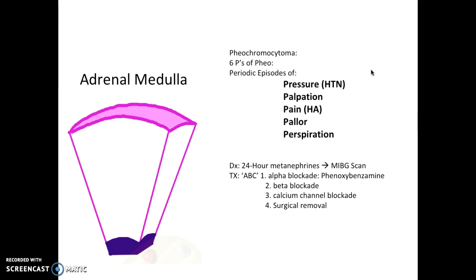So I add 6 Ps because this is periodic episodes of pressure, so hypertension, palpitation, pain in the form of headache, pallor, or perspiration. And so if you see basically these really odd episodes, you want to get a 24-hour metanephrine on these people. So that's like your VMA. And then once you've confirmed, yes, this is abnormal, you want to actually do an MIBG scan or some sort of imaging to confirm that there is some sort of tumor there.